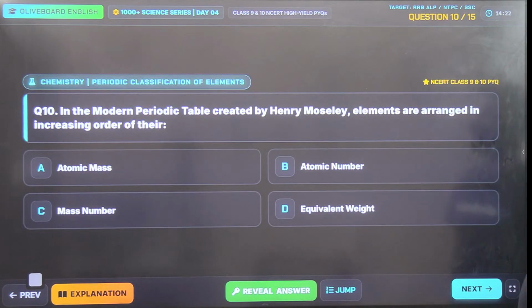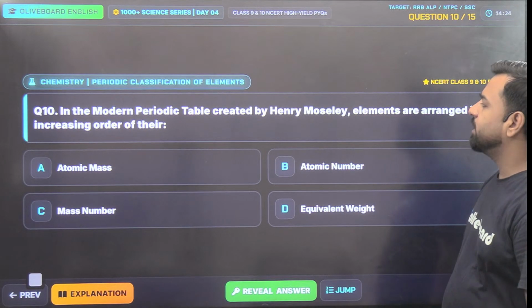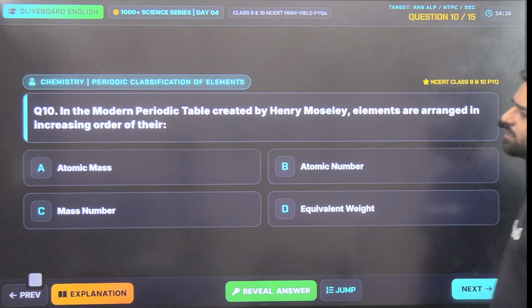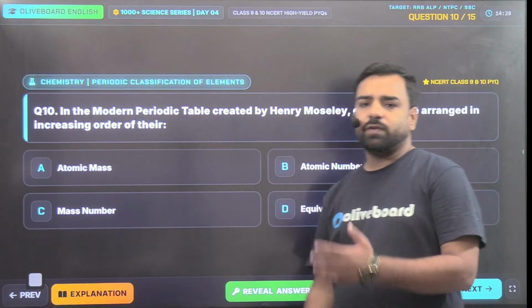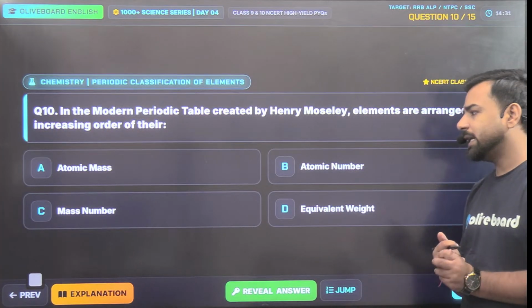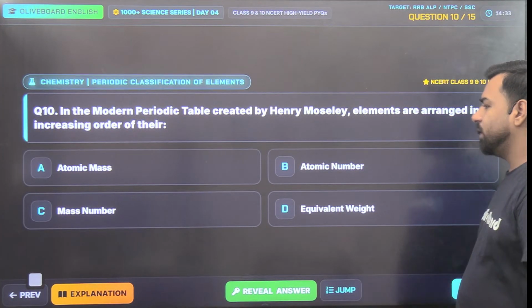So yep, that's correct. In the modern periodic table created by Henry Moseley, the elements are arranged in the increasing order of their dash. So will it be atomic mass, atomic number, mass number, or equivalent weight?